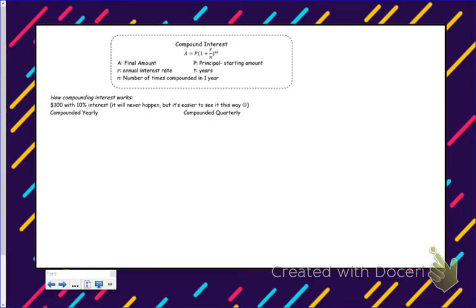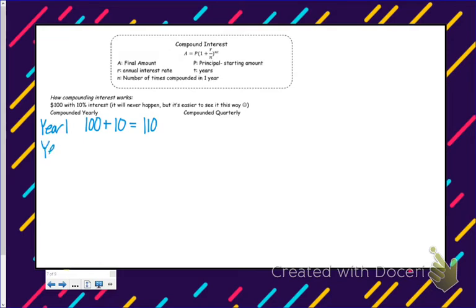So the more frequently it happens, the better it is for you. We're going to look at a very basic example here just to see what happens. I'm going to say $100 and 10% interest. Now the odds of you finding 10% interest, especially with just $100, are not very likely, but it makes it really easy to see our percentages. So if it's compounded yearly, after year 1 you would have the $100 that you started with plus 10%. 10% of 100 is just $10. So at the end of year 1, you would have $110.